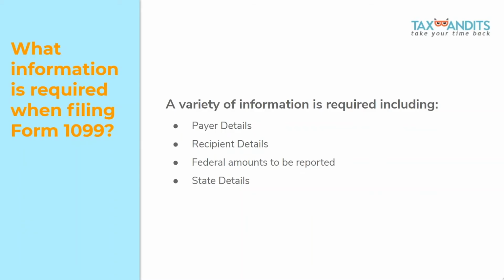So what information do you need when you're filing your Form 1099? First, you'll need your payer details. That's your information, your name, your EIN, and your address. Next, you'll need the recipient details, which is the name, EIN, or social security number and address. So it's essentially who did you pay and the details related to that. Next, you would need any federal and state details that would need to be reported.